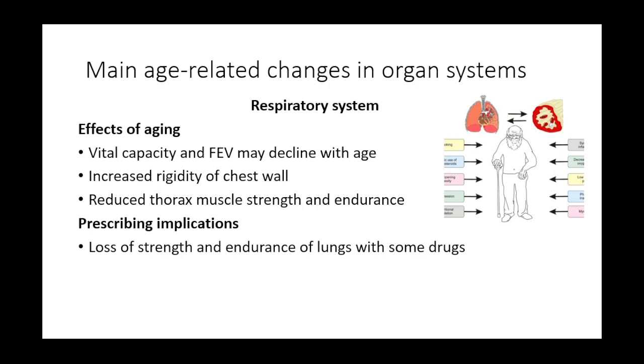Respiratory system: vital capacity and FEV may decline with age, with increased rigidity of the chest wall and reduced thoracic muscle strength and endurance. Prescribing implications: loss of strength and endurance of the lung with some drugs.